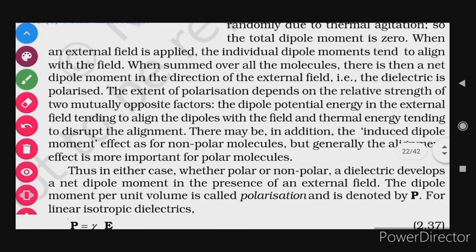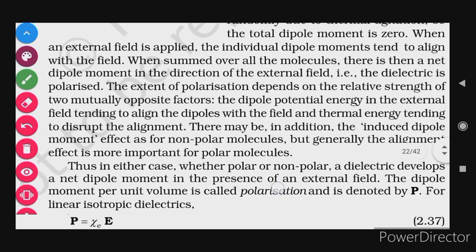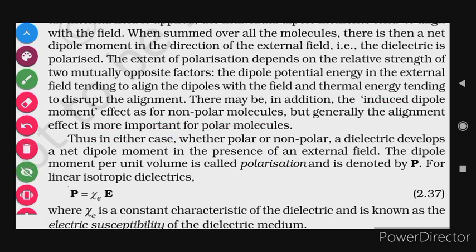The extent of polarization depends on the relative strength of the field tending to align the dipoles with the field, and the thermal energy tending to disrupt the alignment. The external electric field is trying to orient the dipoles in the direction of the field, while the thermal energy is trying to disrupt the alignment. There may be in addition the induced dipole moment effect as for non-polar molecules, and there will be stretching of the molecule here too, but generally the alignment is more important for polar molecules. The most prominent factor is the alignment of the dipole moments in the direction of the electric field.